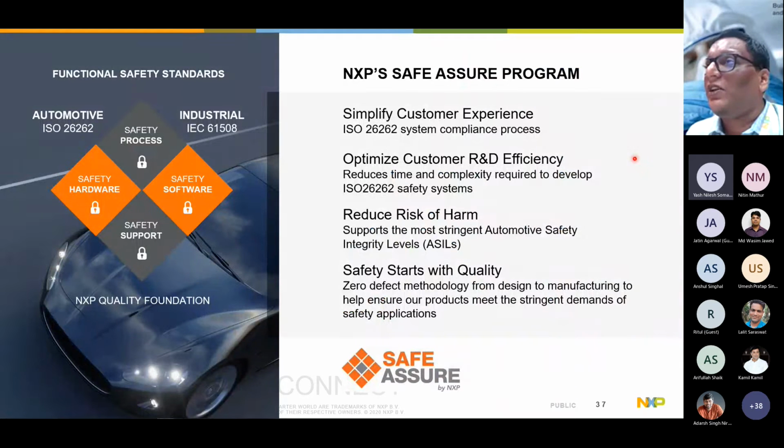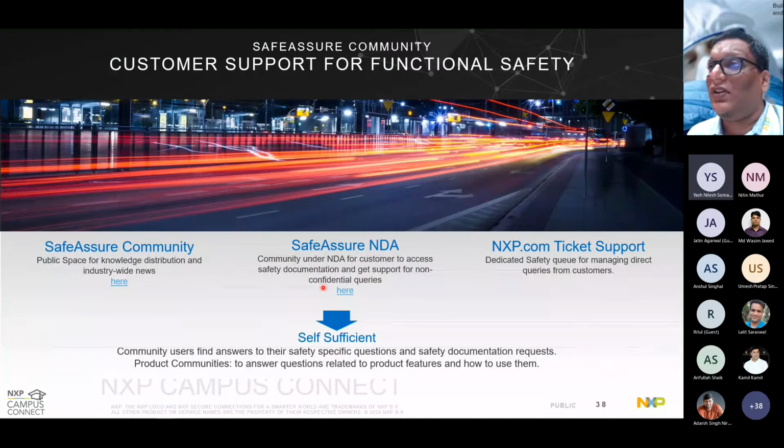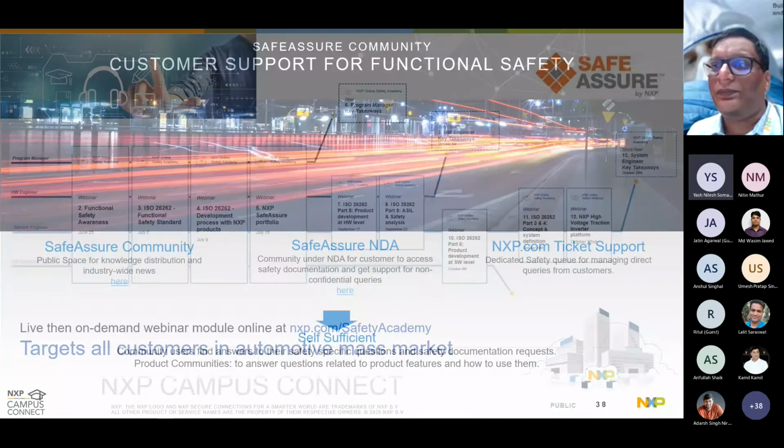We have at NXP also a SafeAssure program for our customers. So basically it provides a unified experience to our customers. We provide standard deliverables as part of this program. We have certain communities that are established. For example, here are some of the communities that we have for our customers as well as for the public, where they can come in and ask questions. They will probably get some answers from our safety experts or the applications engineers who are managing these communities. We always have the ticket support. So this is the way we manage support for functional safety.